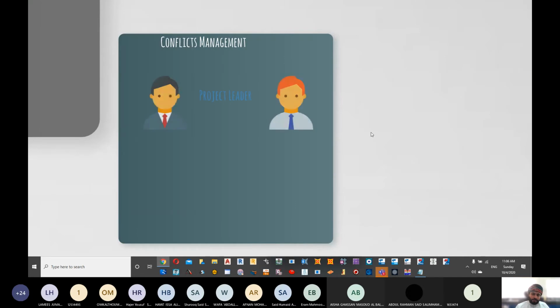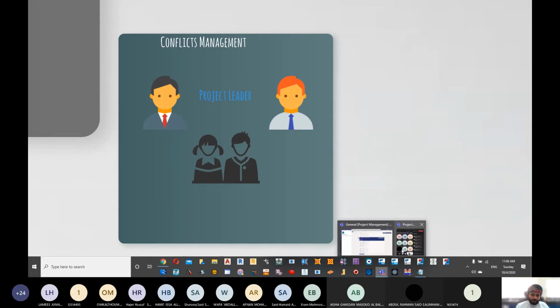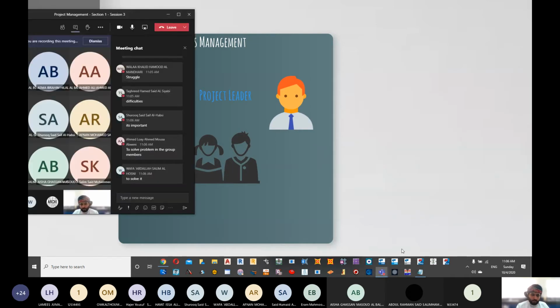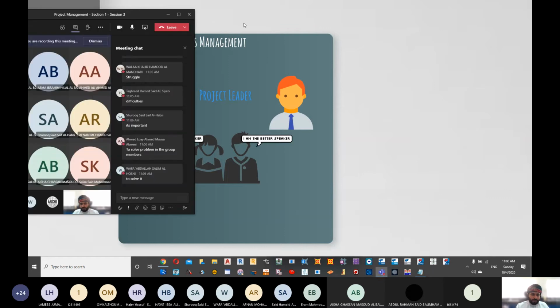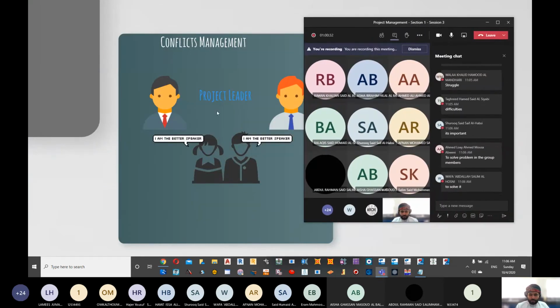Now, a good example, let's say that I was a project leader in a college and I had two good speakers, a lady and a man. We had a presentation to present. Each one of them is saying that I'm the better speaker. Both of them wanted to present. Now, a conflict has happened due to the disagreement, that they couldn't agree on a person to present.